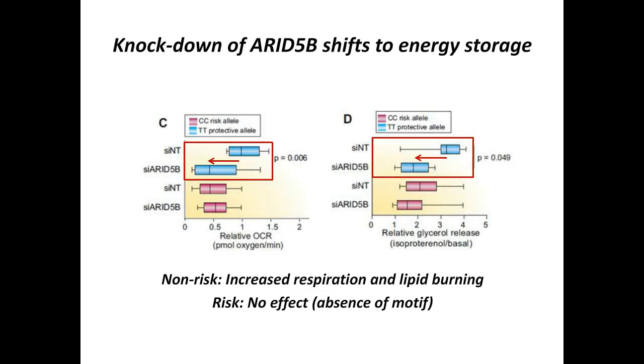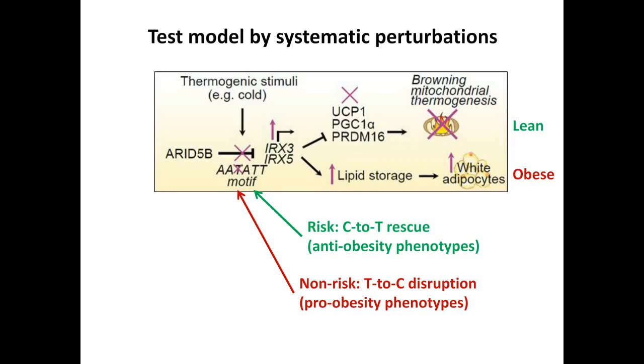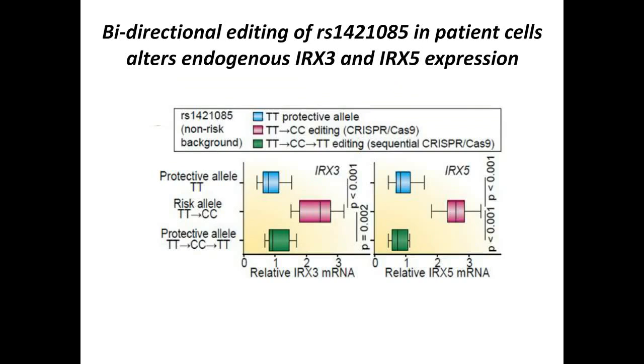the protective allele individuals. We're finding that the corresponding changes of the regulatory variant using genome editing in vivo are in fact able to reverse the phenotypic signatures of obesity in the risk individuals, or in fact lead to the pro-obesity signatures in non-risk individuals. So we've in fact edited this allele in a bidirectional way, starting with non-risk individuals and then editing the allele to a C and then showing that that leads to gain of IRX3 expression, and then editing that edited allele back to a T and showing that represses both IRX3 and IRX5.